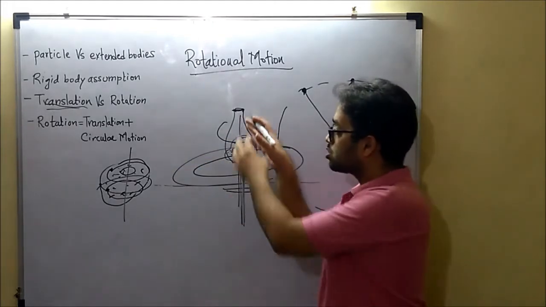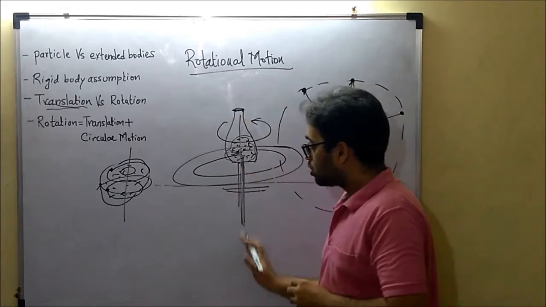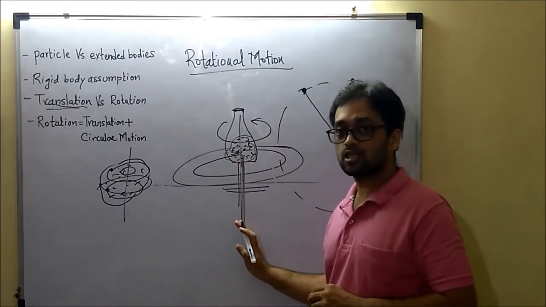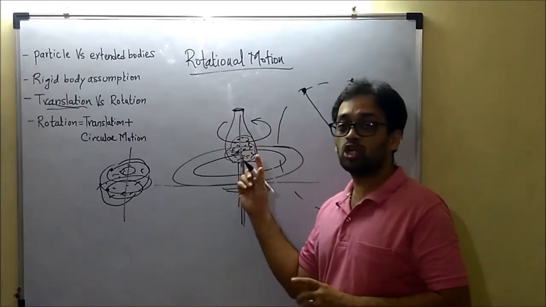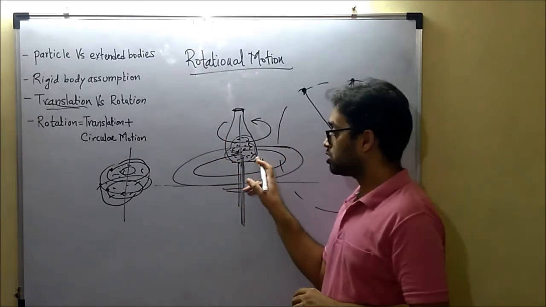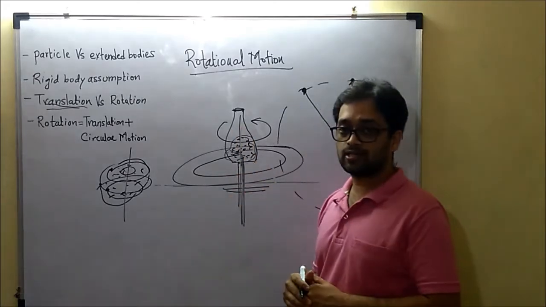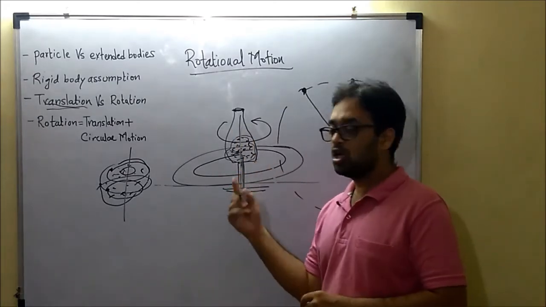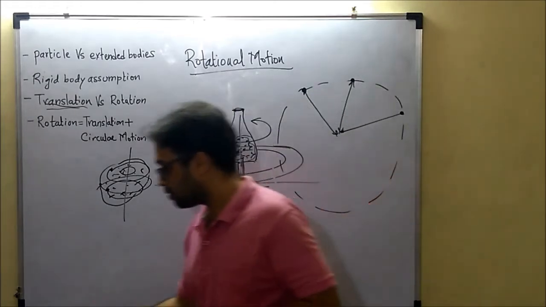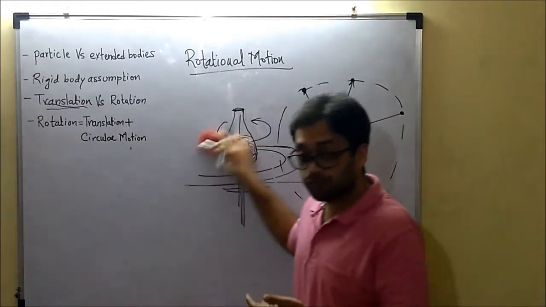So you can consider this rotational motion about a fixed axis. Rotational motion about a fixed axis is basically circular motion of n number of particles of the same body about a fixed axis. Okay, that's a rotational motion about a fixed axis.